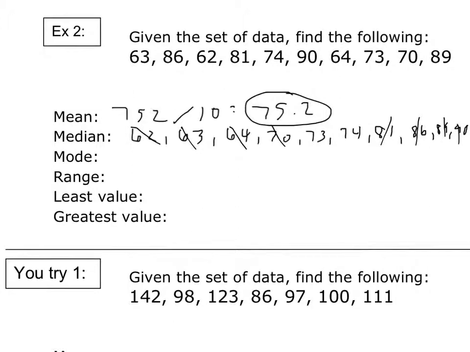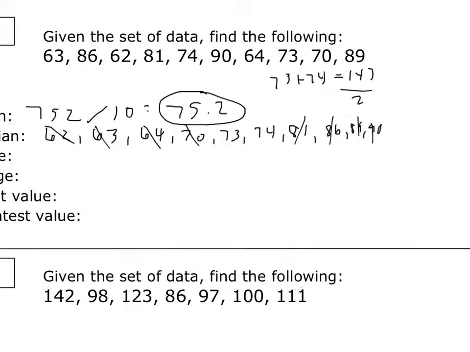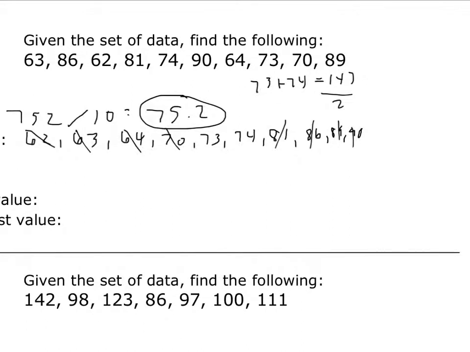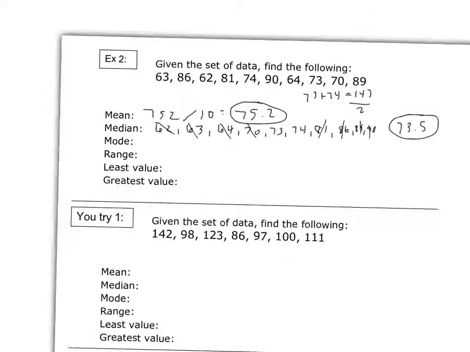Well, what do we do here? We have 73 and 74, and they're both in the middle. Well, if that happens, all you have to do is add them up and divide by however many numbers there are. So we have 73 and 74, so we have to take 73 plus 74. So 73 plus 74, and that gives us 147. And if we divide that by 2, we would get 73.5. Our median would be 73.5. Okay, so that's what you do if you have two numbers in the middle.